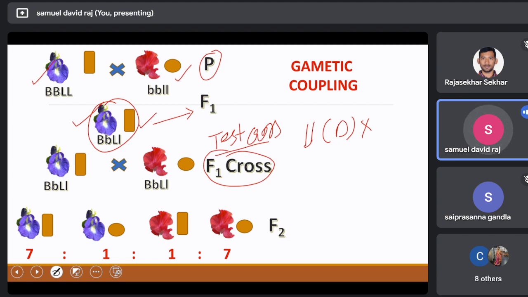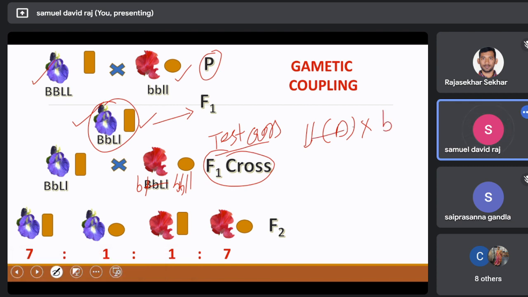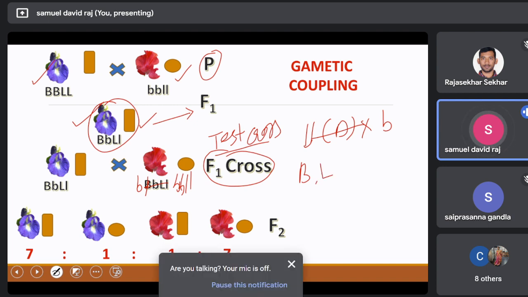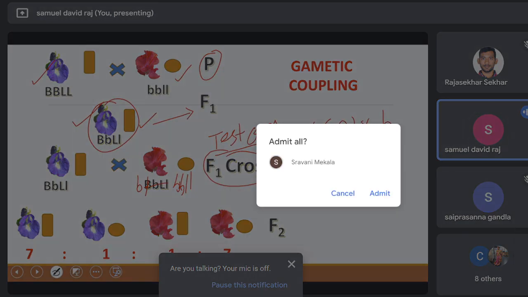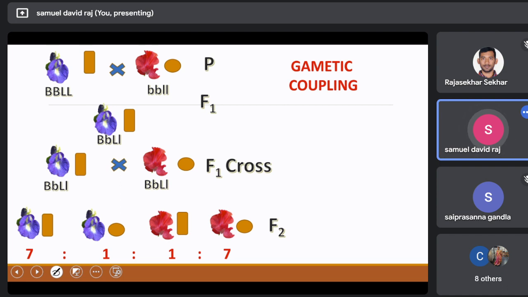So here the double recessive is small b, small l. It is crossed with the blue long one, which is the heterozygous F1. It is crossed with the red one, which is the double recessive homozygous parent. So this is the genotype, small b, small l, you write here.